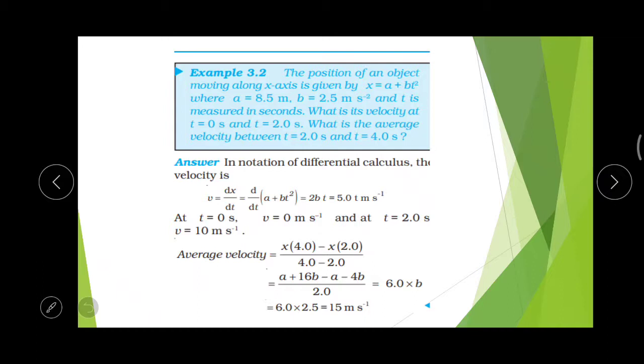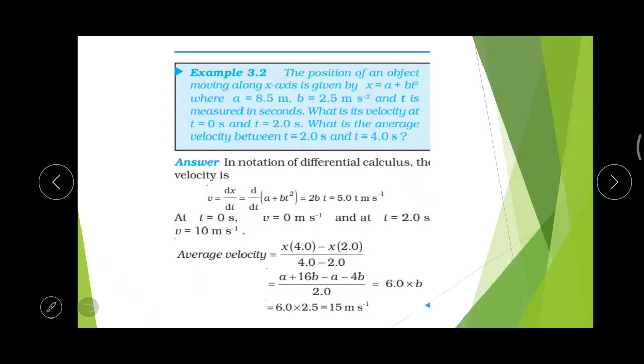It is a question. So we know that v is equal to dx by dt. The x value is given as a plus bt square. So we have to find d by dt of a plus bt square. a is a constant, so d by dt of a will be 0. As well, d by dt of bt square, where b is a constant, so b will remain as it is, and d by dt of t square will be 2t. So 2bt will be the answer. If you substitute the values, you will get 2bt as 5.0 into t meter second raised to minus 1.